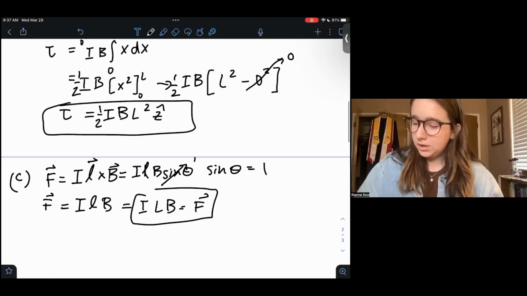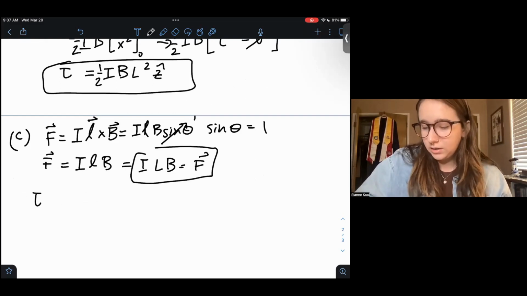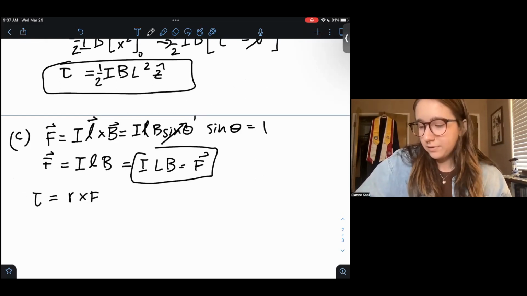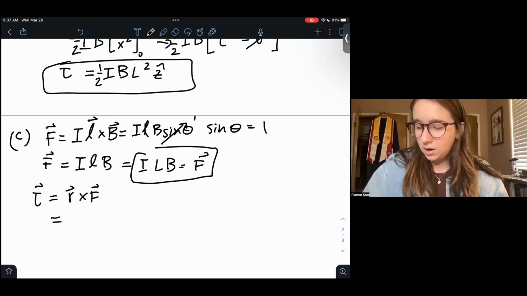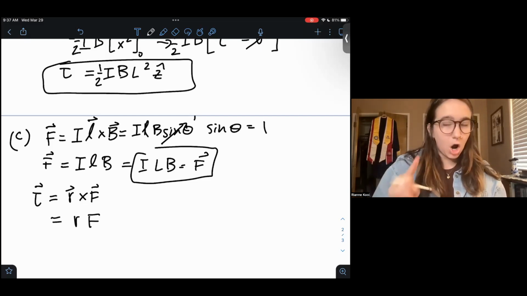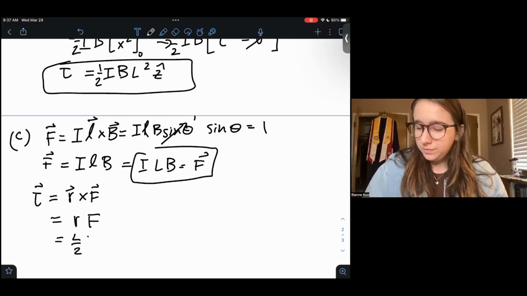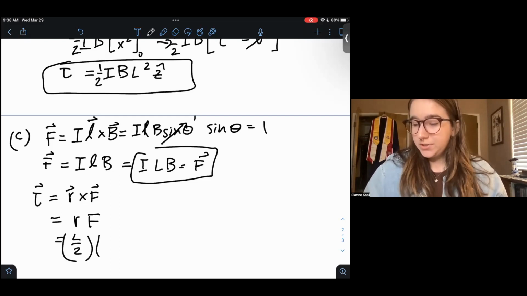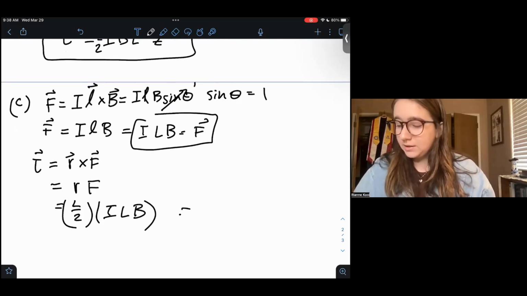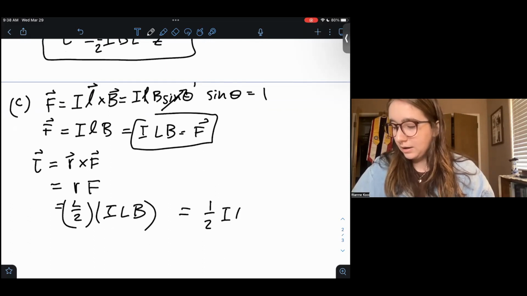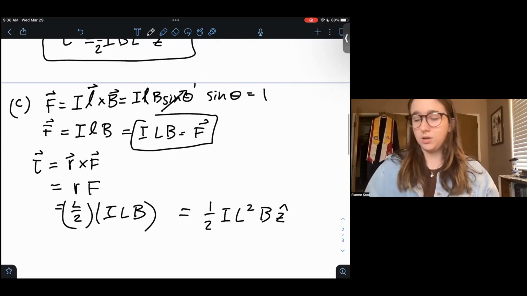Now we want to find the torque at the midpoint of this bar. Our torque is defined as r cross F. Again, they're perpendicular to each other, so we can say that it's just rF. But this time our r is L over 2, because that's the midpoint of the bar. And then we have our force, which is ILB. If you check, we would get that it's 1/2 I L squared B, which is exactly what we got over here. And again, it's in the z hat direction, just like before.